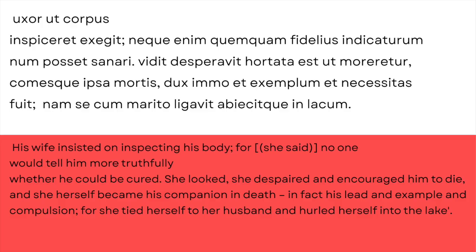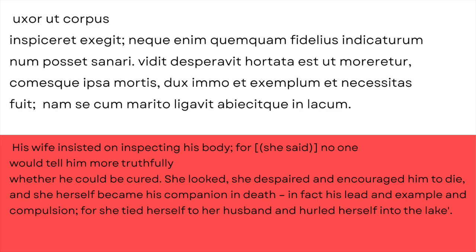Hortata est, she encouraged him. We know that she did it because this is its perfect passive in form, but it's deponent. Hortor, I encourage, is a deponent verb. Looks passive, always active. So if you look on the participle, hortata, it's describing the wife. She encouraged him. Ut moreretur, in order that he might die. So we've got ut plus subjunctive. So we've got an indirect command, I guess, here in the use of the subjunctive.